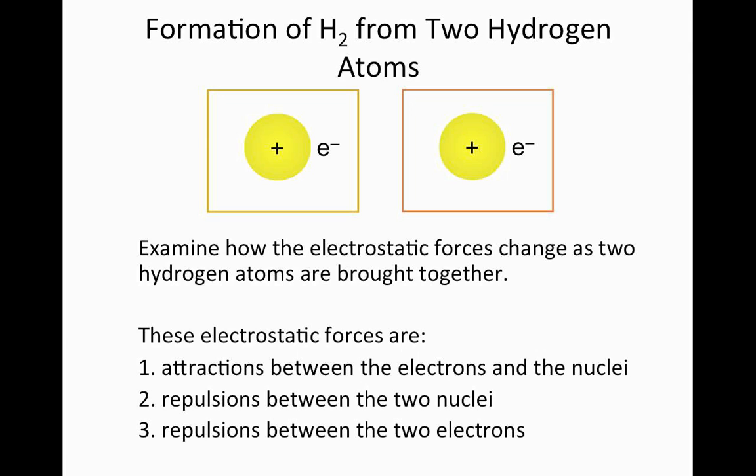To form a bond, the two atoms must approach one another. They are both attracted and repelled from each other by electrostatic forces. These forces include attractions between the electrons and the nuclei of each atom, repulsions between the two nuclei, and repulsions between the two electrons.